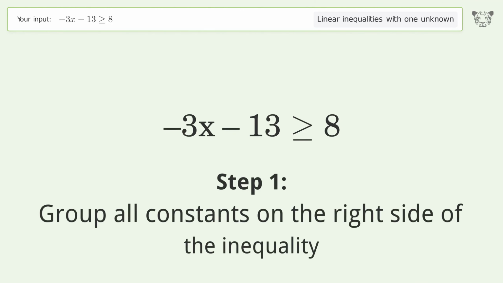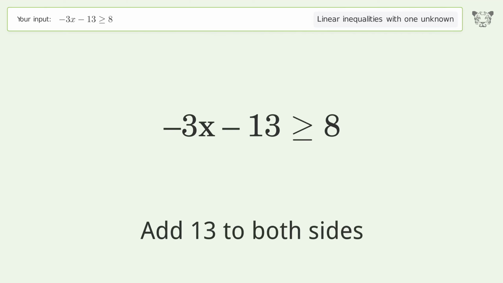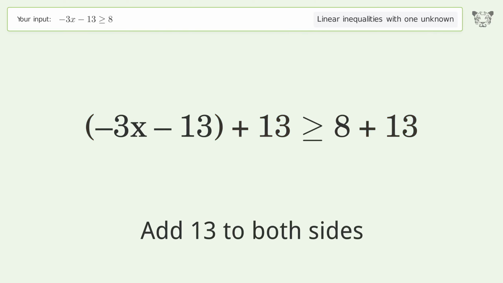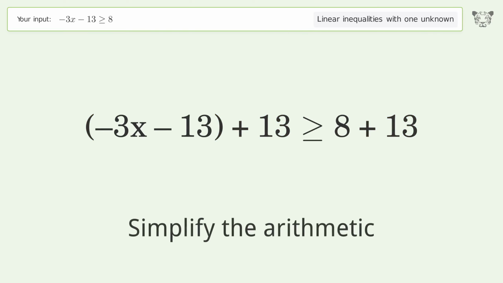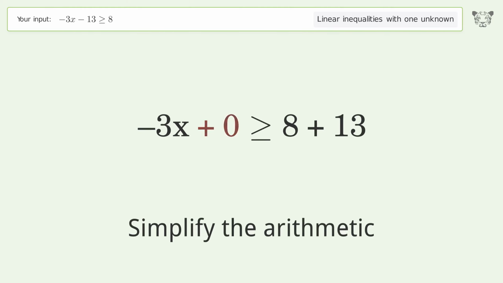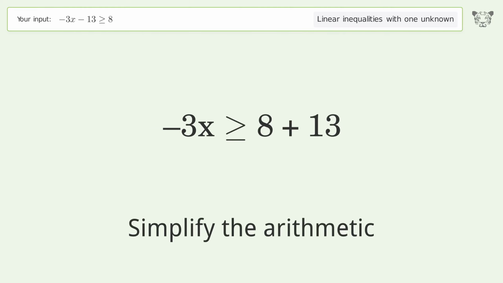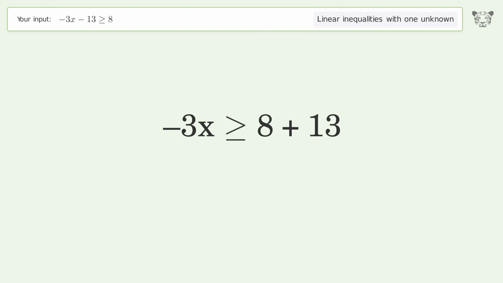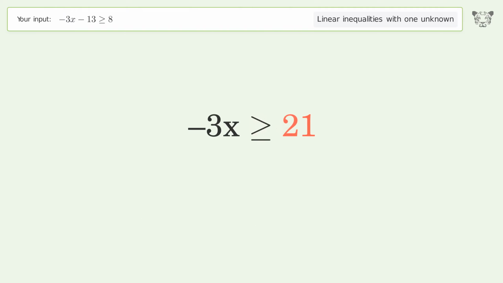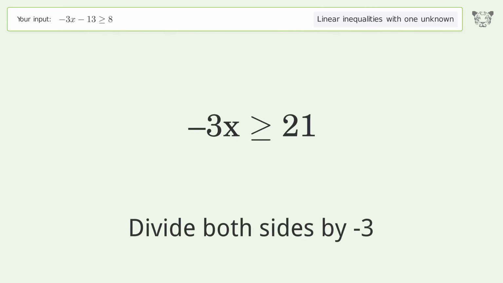Group all constants on the right side of the inequality. Add 13 to both sides. Simplify the arithmetic. Isolate the x. Divide both sides by -3.